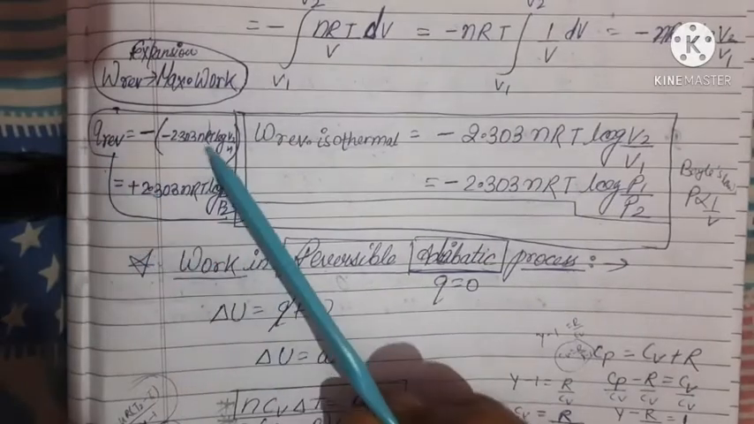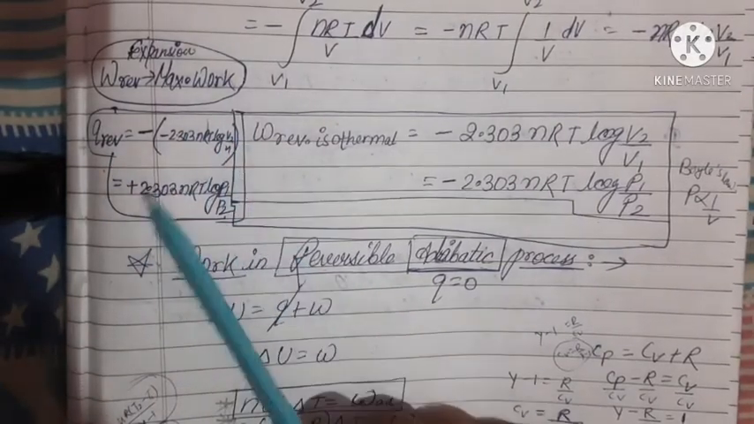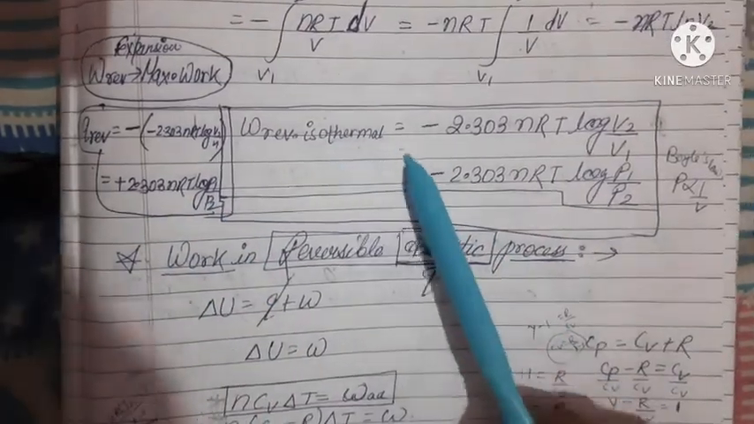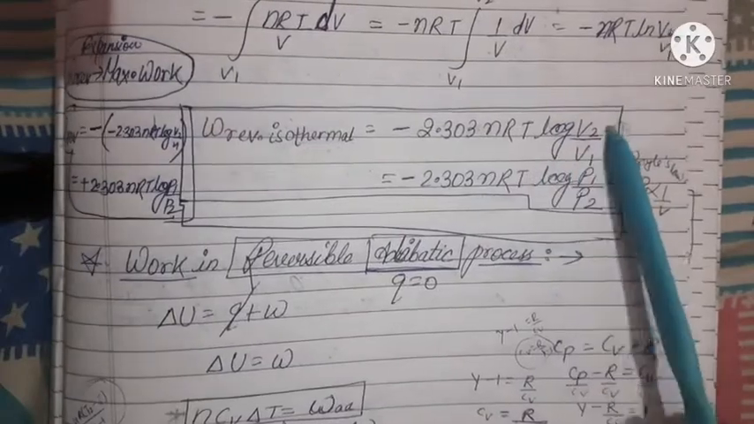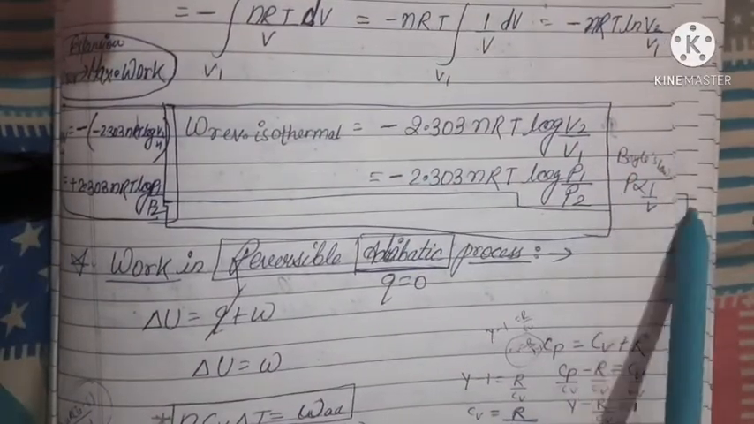Q reversible, minus 2.303 nRT log V2 by V1, or 2.303 nRT log P1 by P2. W reversible isothermal equal to minus 2.303 nRT log V2 by V1, or minus 2.303 nRT log P1 by P2. While slope, P is inversely proportional to V.